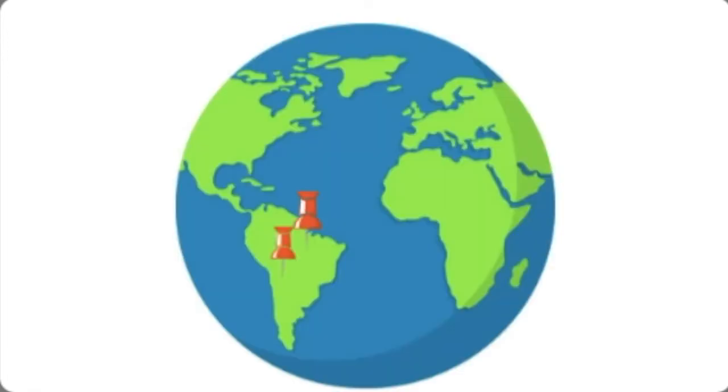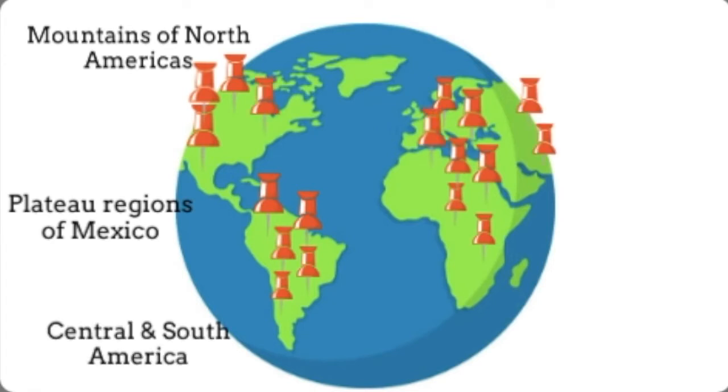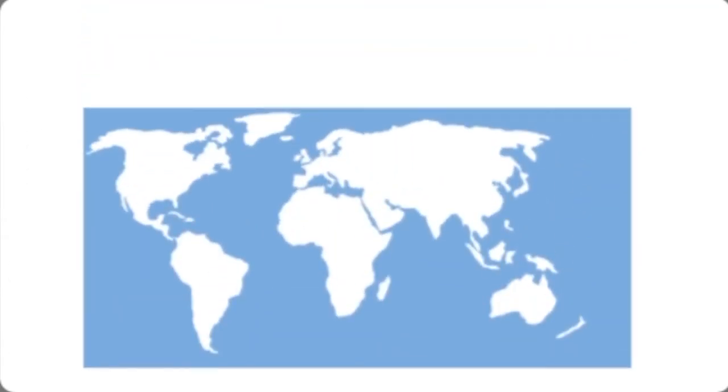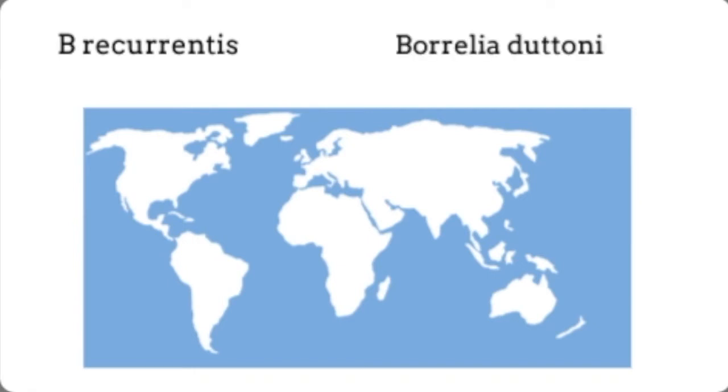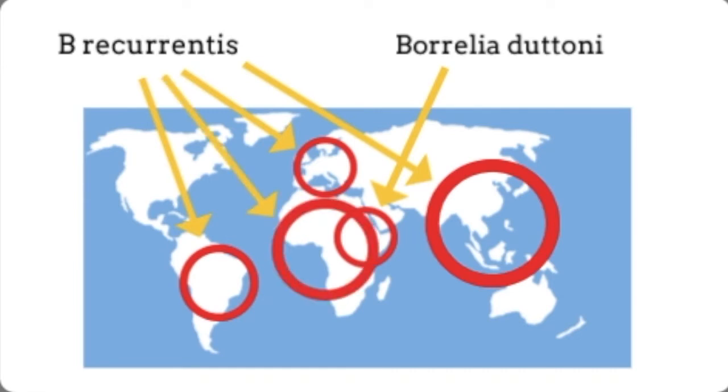Tick-borne relapsing fever is found in discrete areas throughout the world: the mountainous areas of North America, plateau regions of Mexico, Central and South America, the Mediterranean, Central Asia, and throughout Africa. There are several Borrelia species that can cause tick-borne relapsing fever in different parts of the world. B. recurrentis and Borrelia duttonii are two Borrelia species that have high fatality rates from relapsing fever. B. duttonii is found in East Africa and is transmitted by the soft tick Ornithodoros moubata, while B. recurrentis can be found in South America, Europe, Asia, and especially Africa.